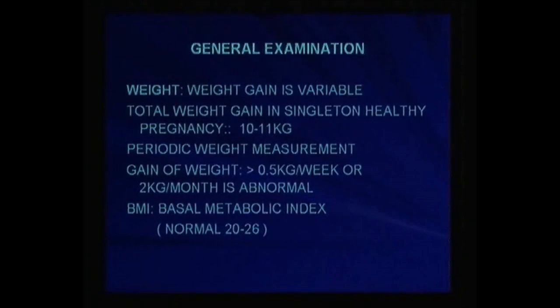The concept of body mass index is very important. The normal is between 20 to 26. Between 26 to 29 is high and more than 29 is obese. A patient who has a pre-pregnancy body mass index of more than 29 should not be gaining a weight of more than 8 kilograms, whereas a patient who has a normal BMI of 20 to 26 can have a weight gain up till 14 kgs. So BMI is very important.